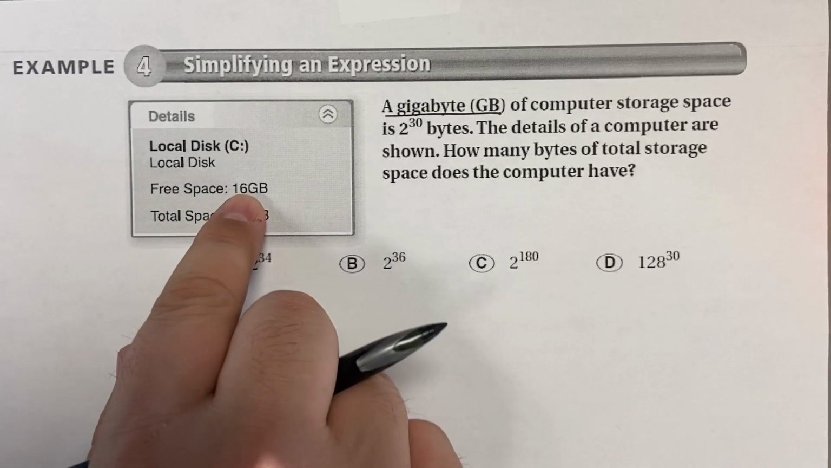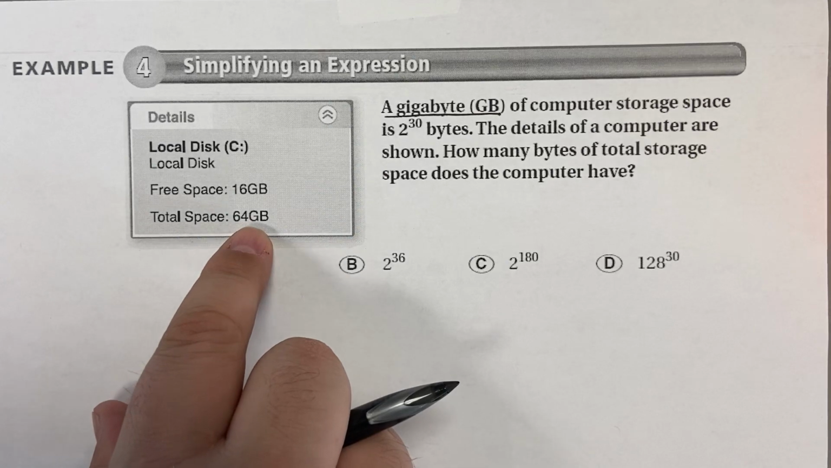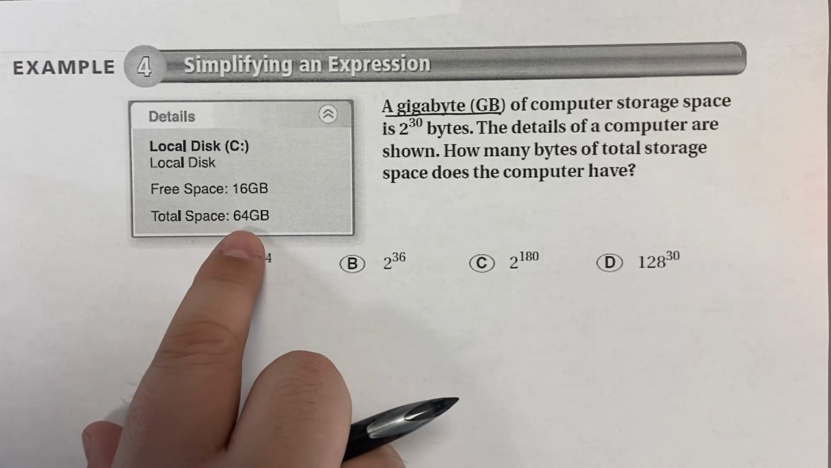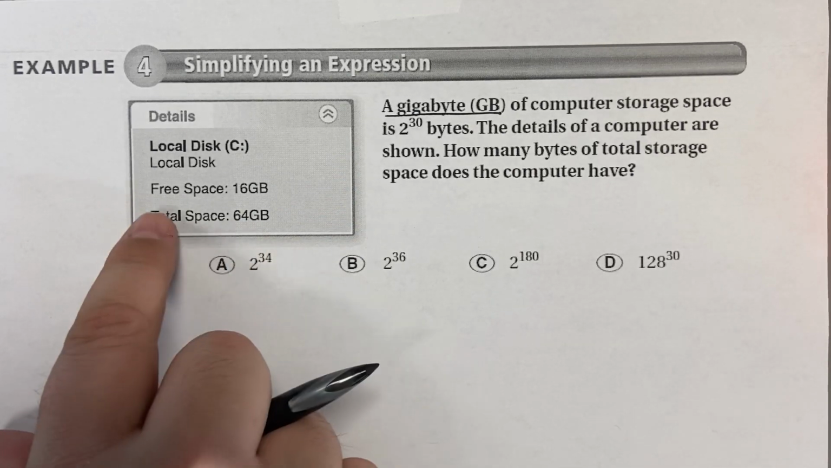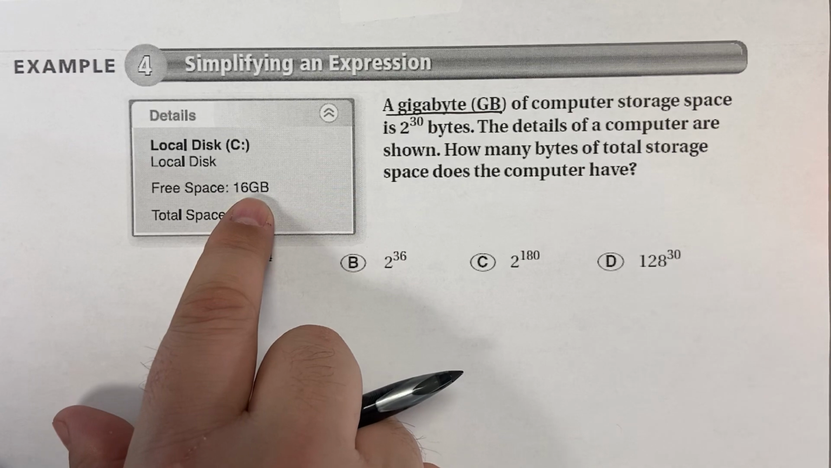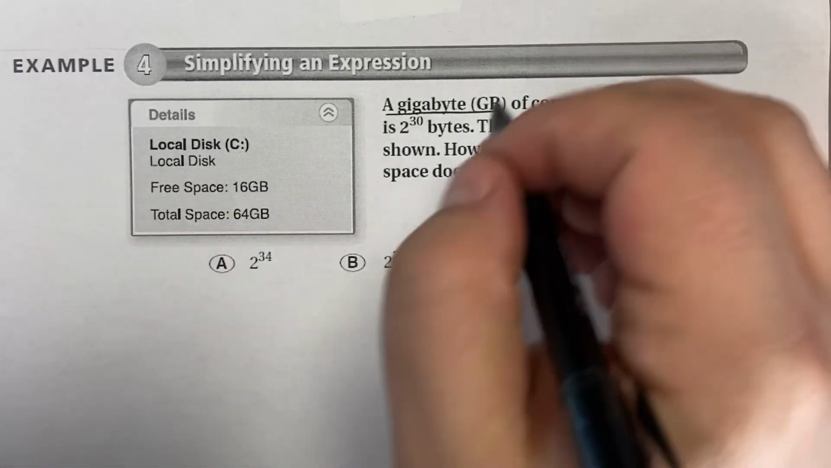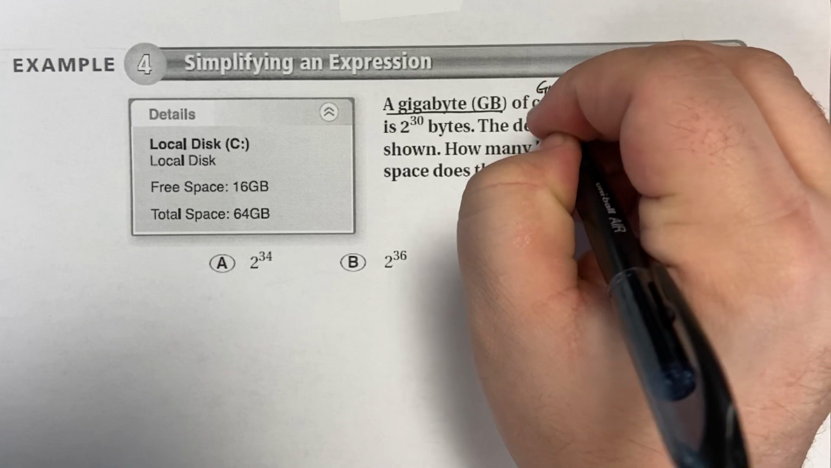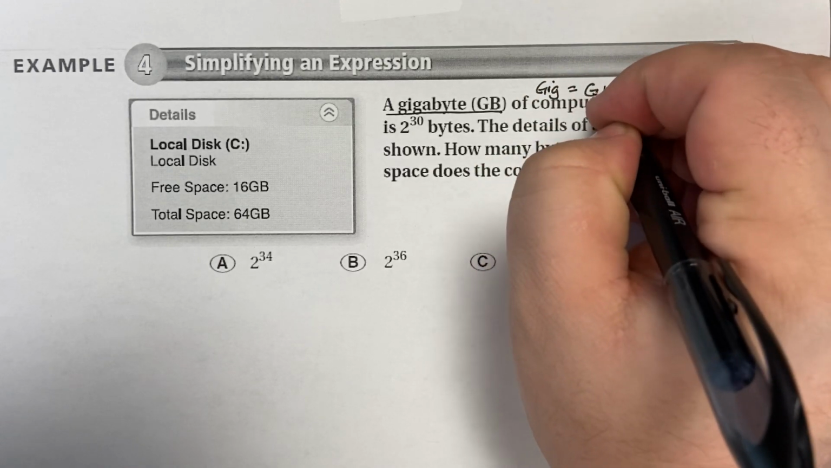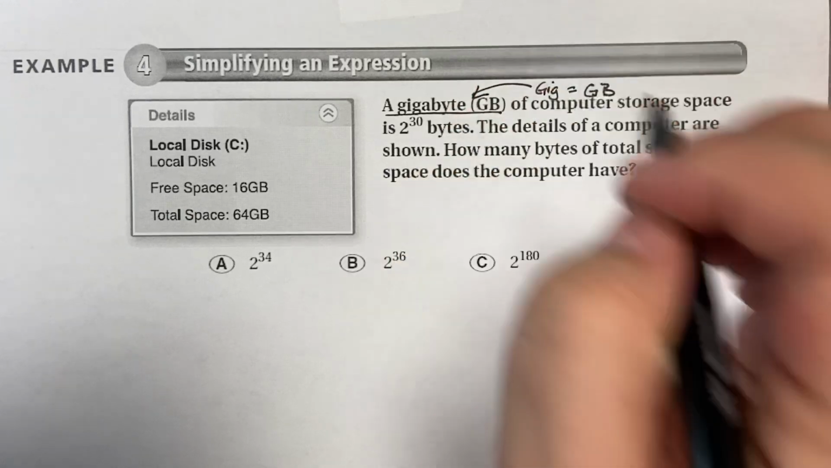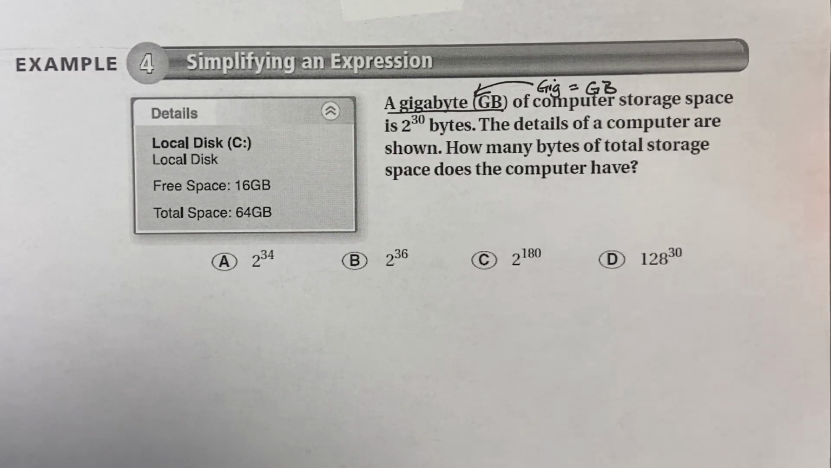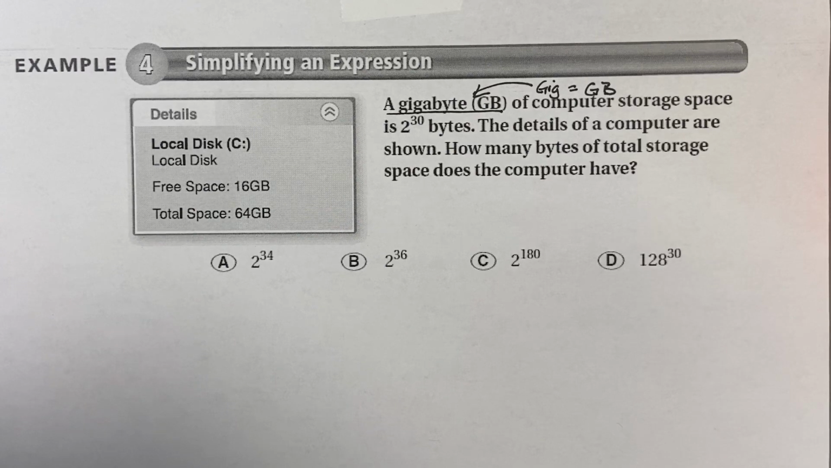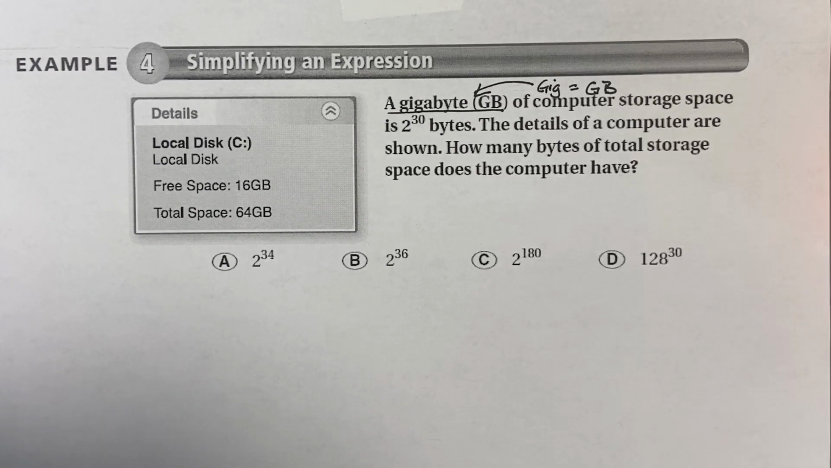We know that there's free space, and we know that there's total space. The total amount of space is 64 gig, and the free space is 16 gig. I'm saying gig to represent gigabytes, so if you hear me say gig, that just means gigabytes. These are common terminology when you're talking about computers. So forgive me for bouncing back and forth, and if I don't explain something, make sure you ask during class, hey, what did you mean by this word?